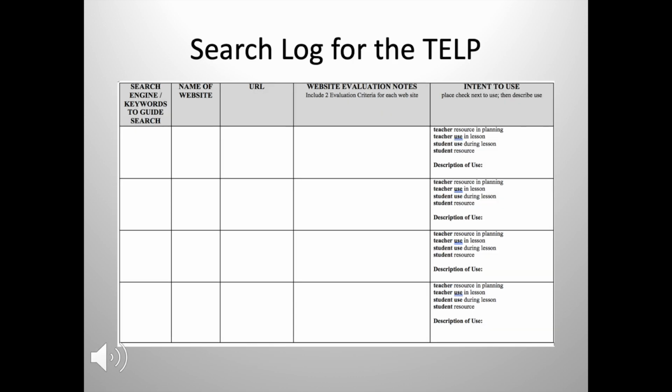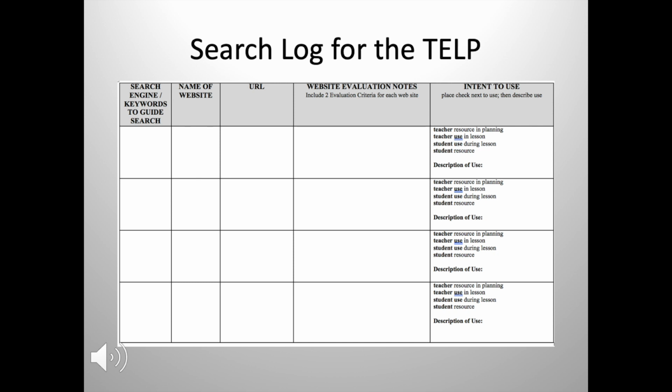The TELP also requires you to find and use internet or digital resources. You have to document this process by completing the search log. It asks for the search engine you use to find the resource, the name of the site, the URL, evaluation criteria you use to vet the resource. See the evaluation criteria on the learning management system for more details, and the intent on how the resource will be used during the lesson.